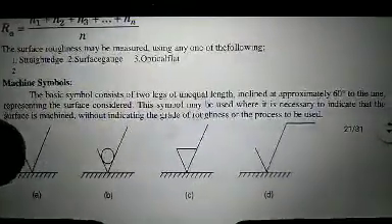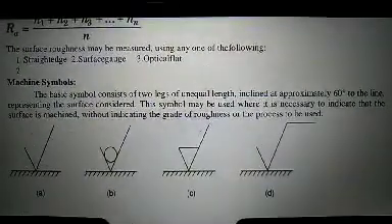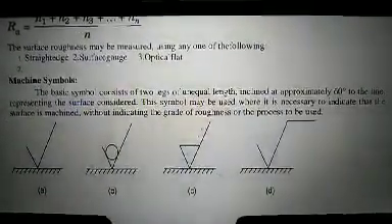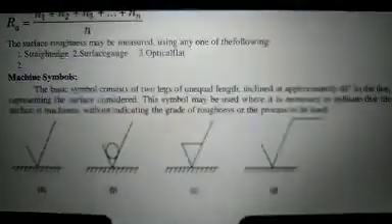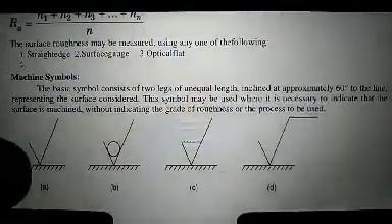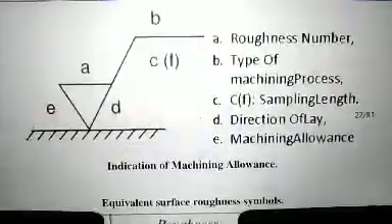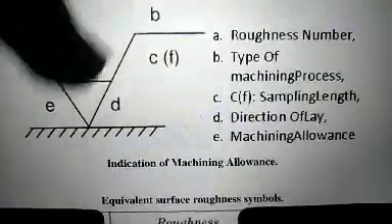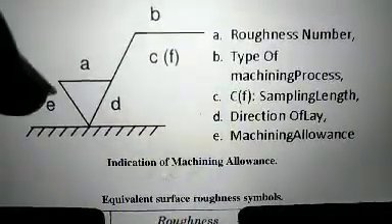And the machining symbols are shown. The basic symbol consists of two legs of unequal length inclined at approximately 60 degrees to the line representing the surface considered. This symbol may be used where it is necessary to indicate that the surface is machined or not. Okay. The indication of a machining allowance is shown by this symbol. Okay. A, B, C, D, E.